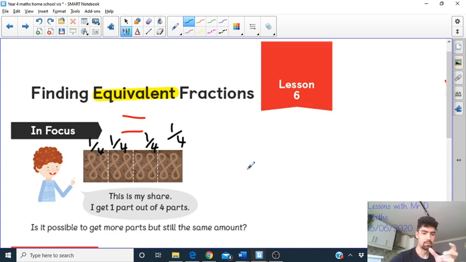Is it possible then to get more parts but keep the whole the same? We should agree with this statement. We should know that it is possible, but how can we do that? How can I split this further but without changing the whole? So I'm not going to be adding any bits. How can I edit this? What do you think? There's a few ways you could do it.